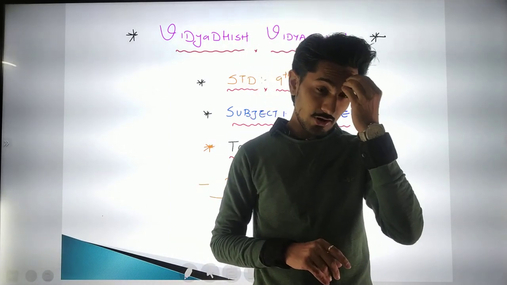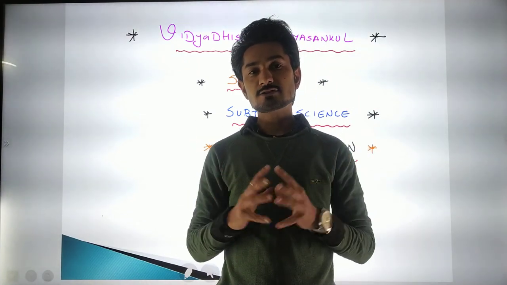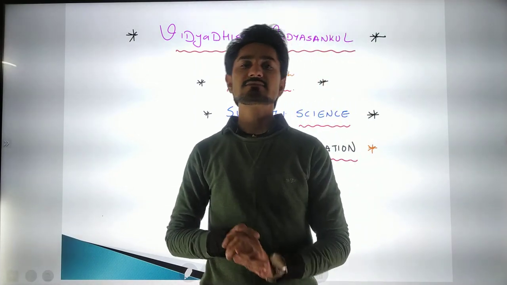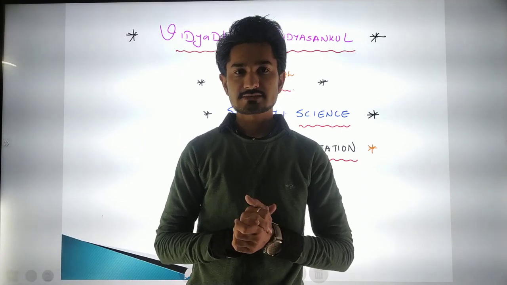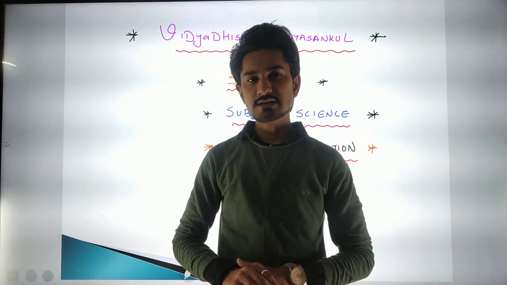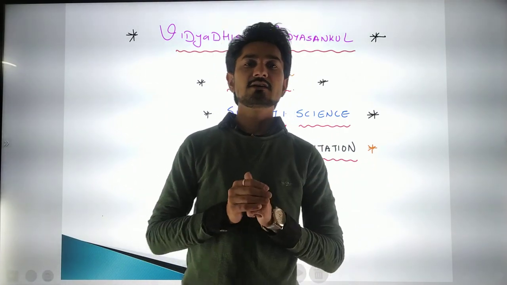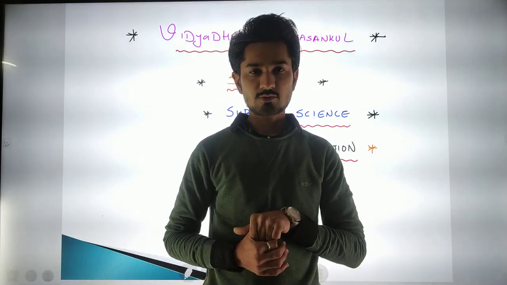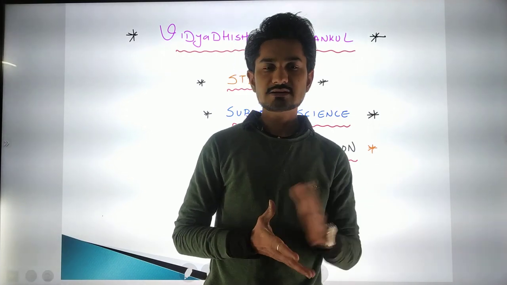But the law that we understood for the force of attraction is what? The force of attraction, or the gravitational force, mainly depends on two things. It depends on the product of the masses of the objects, and it also depends upon the distance between them.